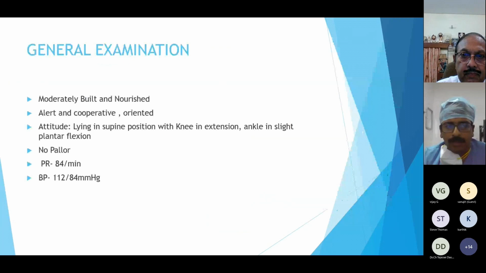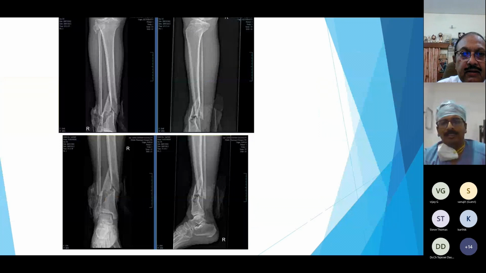So show me the x-ray again. Yeah. Okay. This is the x-ray taken immediately. Okay. This was after the external fixator, sir. I was just describing the thing.